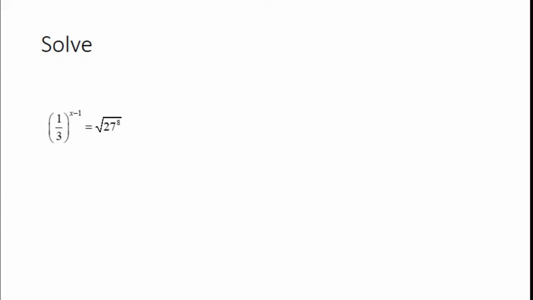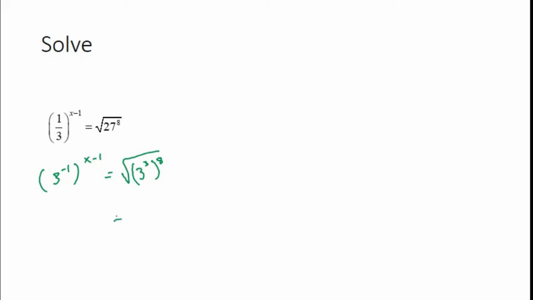So for what we have here, we can rewrite everything to have a base of 3. Because notice that 27 is related to 3, just like how 1/3 is related to 3. So 1/3 is really 3 to the negative 1. 27 is 3 to the third power. So what we're dealing with is the square root of 3 to the third power being raised to the 8th power.